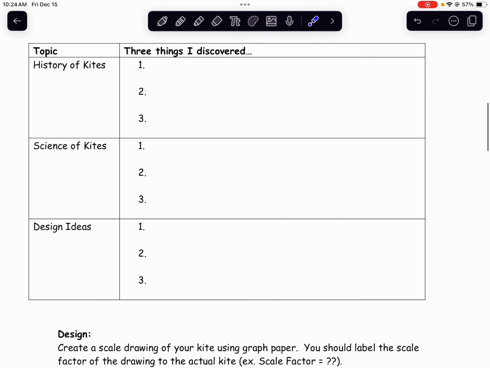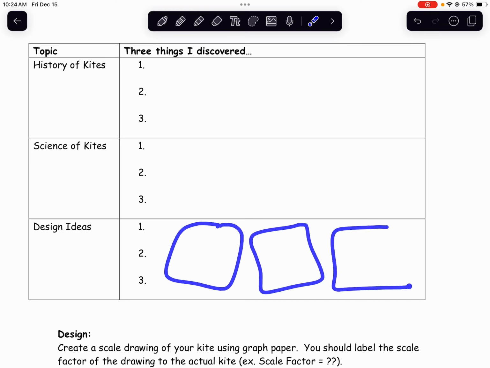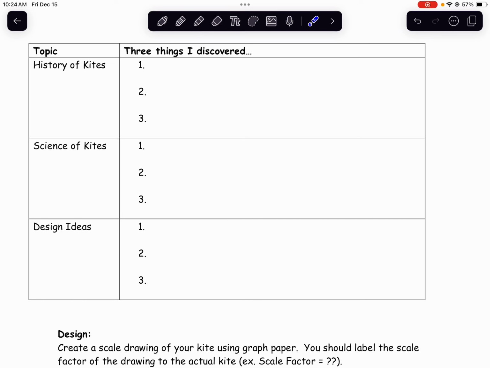All right, so here's where you will write down those pieces of information. Okay, so you are going to write down 3 things for the history of kites, science of kites, and then your design ideas. Your design ideas can be in words. You could insert, like, 3 little pictures here of design ideas. That way, when you and your group meet, you can sort of compare your ideas and your thoughts and talk about, hey, with the materials that we're able to bring in, are these designs going to work?